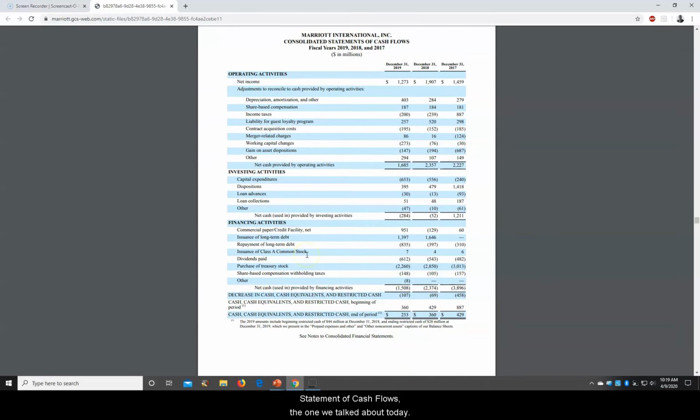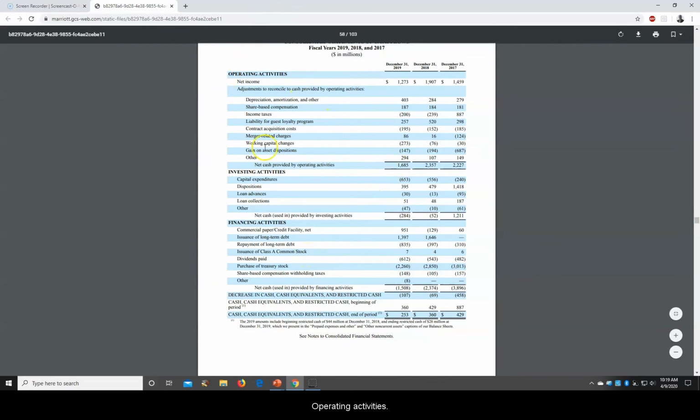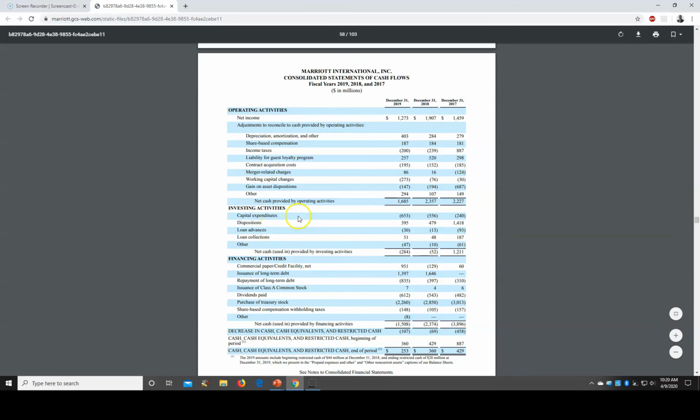Statement of cash flows, the one we talked about today. Operating activities, investing activities, and financing activities. There again, they broke it into those three. They had cash coming in from their operating. Some years they had cash coming in, some going out from investing, and cash going out from financing, issuing stock or whatever they did there. So, statements of cash flow.